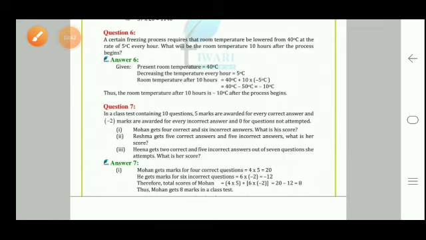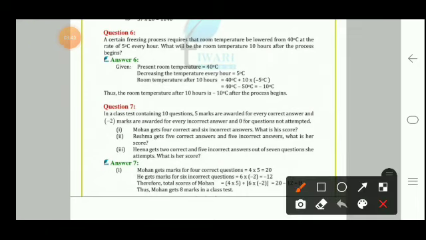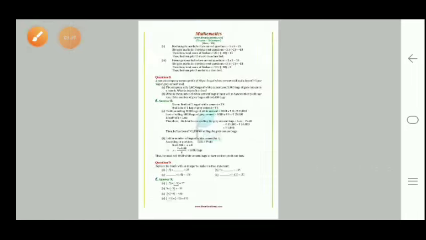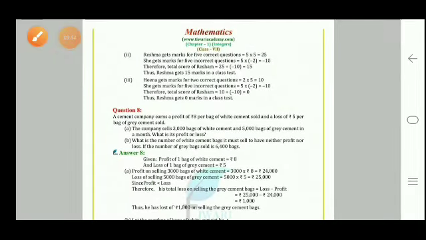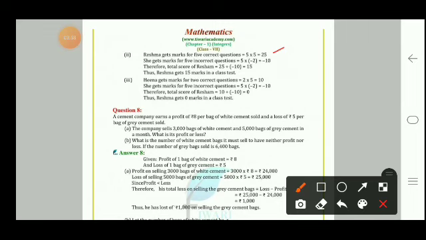Now looking at the second part: Reshma gets 5 correct answers and 5 incorrect answers. What is her score? Let us check the score of Reshma. It will be 5 into 5, that is 25, and the marks for the incorrect questions, 5 into minus 2, that is minus 10. Therefore the total will be 25 plus minus 10, that is 15. Thus Reshma gets 15 marks in the class test.